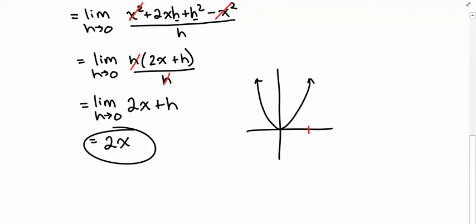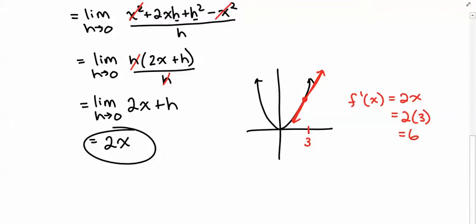So if I wanted to find the slope at, say, when x equals 3, if I wanted to find the slope of my tangent line, I would just sub 3 into my derivative. So I know my derivative is 2x. So I would just sub 3 in for x, which would be 6. So now I know this line has a slope of 6.